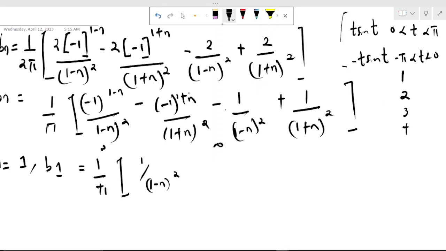And also, when n is 1, we have 1 minus 1, which is a problem because we'll get 0. Now 1 over 0 is indefinite, so we can't even proceed from here. So one approach to take in a situation like this is to go back to your original integral and find your b1 directly. This is what I'm trying to say.